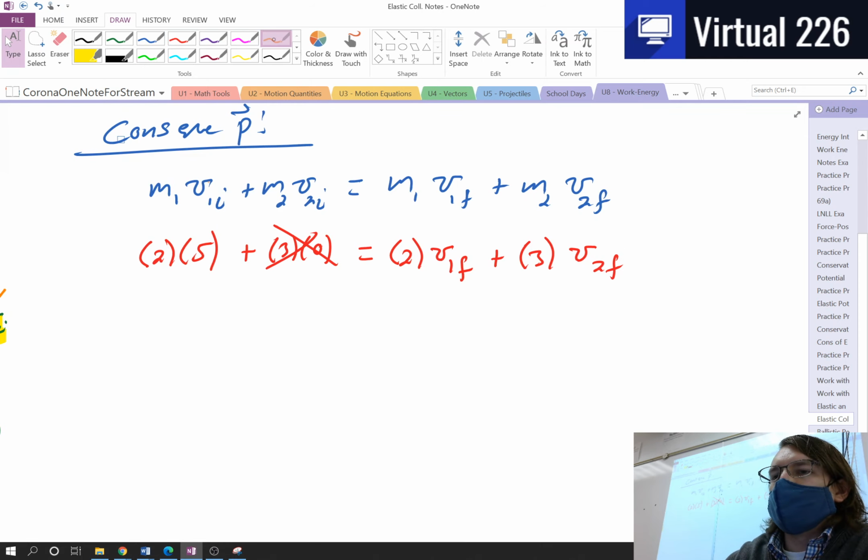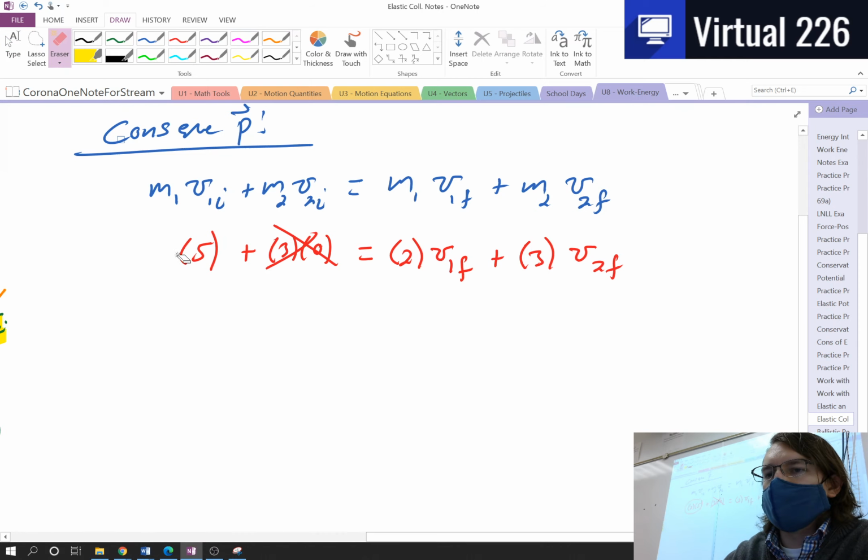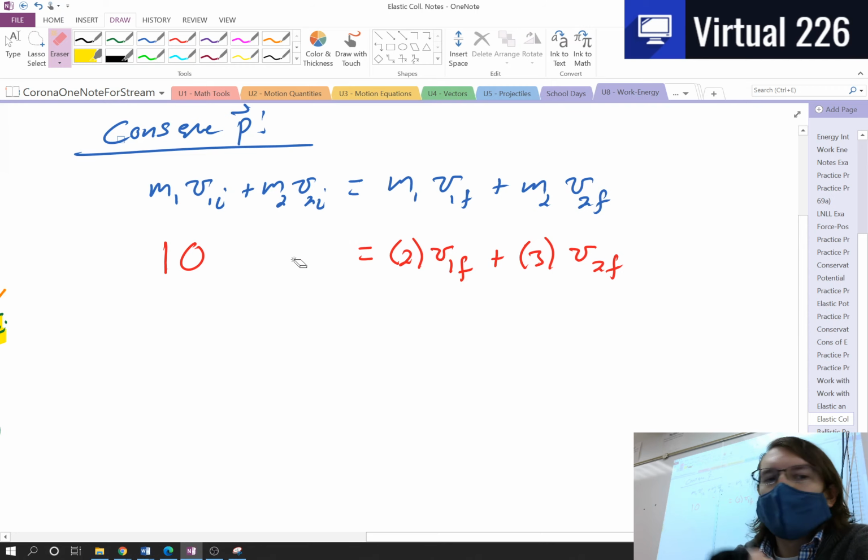I guess if you wanted, you could take 2 times 5 and make that 10. So let's just do that. And then let's just get rid of that 3 times 0 because it's just 0. So that's our conservation of momentum.